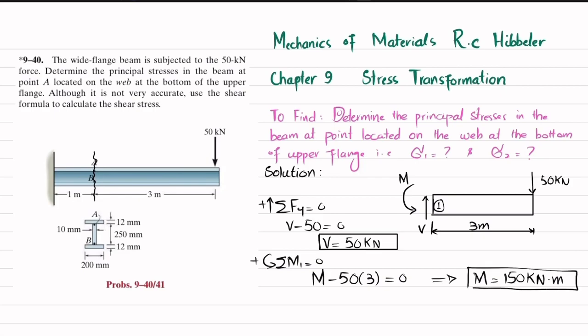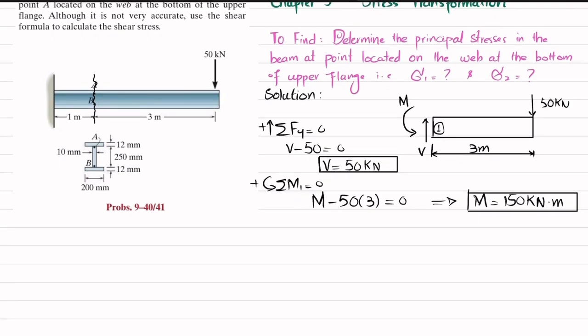Now here you can see that we have a shear force V acting and we have an external moment M acting. Let this be the x-axis, this the y-axis, and this z-axis is out of plane. So this moment is about the z-axis. Due to this you will have a bending stress in the x direction.